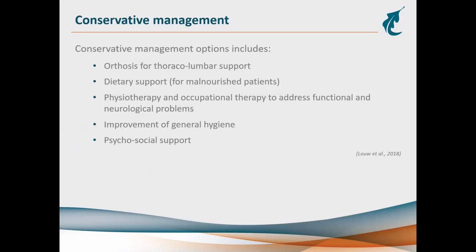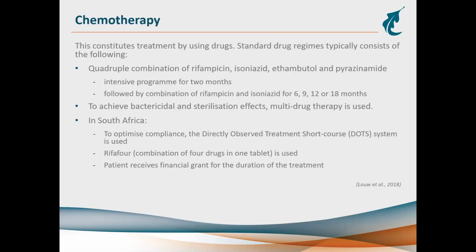they usually prescribe orthosis for the thoracolumbar support, dietary support for malnourished patients, physio and occupational therapy to address any functional and neurological problems, an improvement in general hygiene, and then psychosocial support for the patient. So chemotherapy, so these are the drug treatment for the patient.